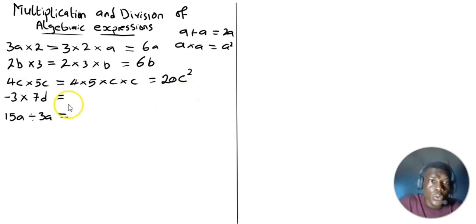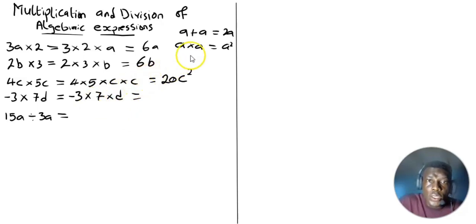All right, we move to the next one. Here we have a negative sign. This is negative 3 times 7 times d. So this is equal to minus 3 times 7.